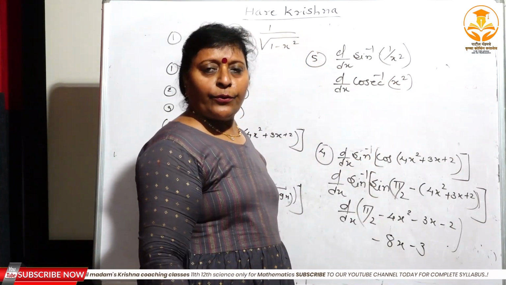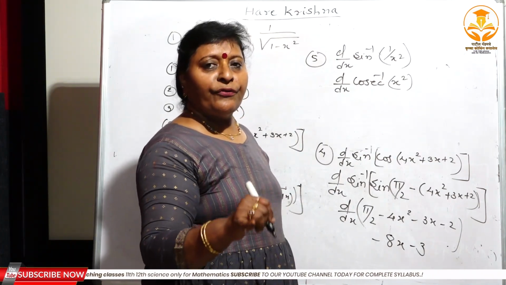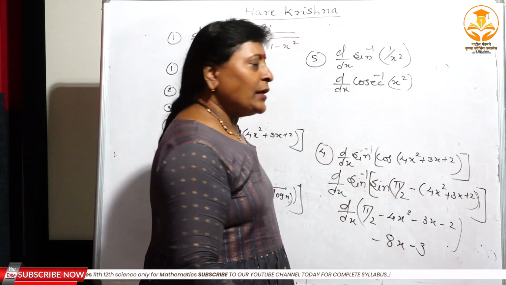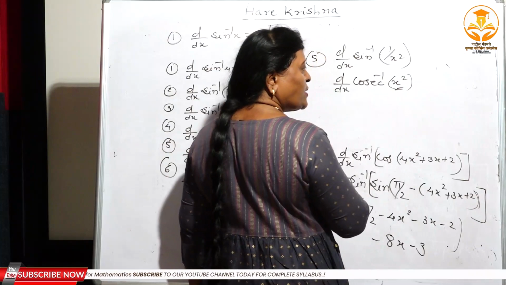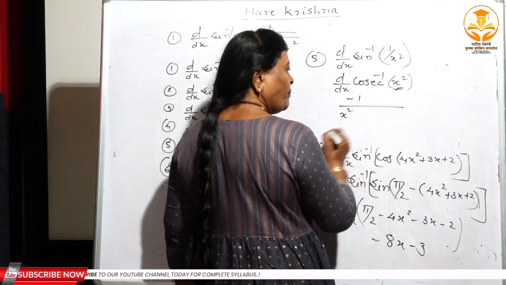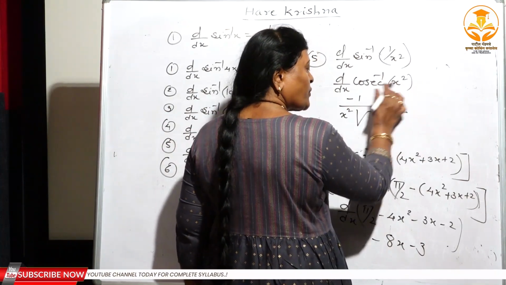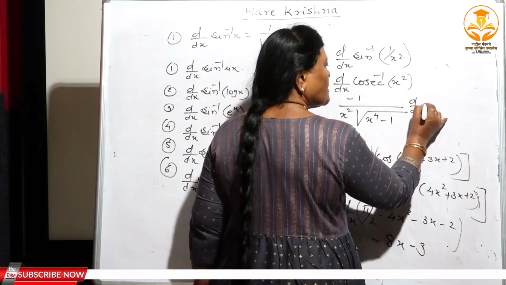What is the derivative of cosec inverse x? Minus 1 upon x root of x square minus 1, isn't it? Therefore, what is the derivative of cosec inverse u? You have to consider this as u. Minus 1 divided by u, u means x square, root of u square minus 1, u square means x to the power 4, minus 1, and d/dx of x square.